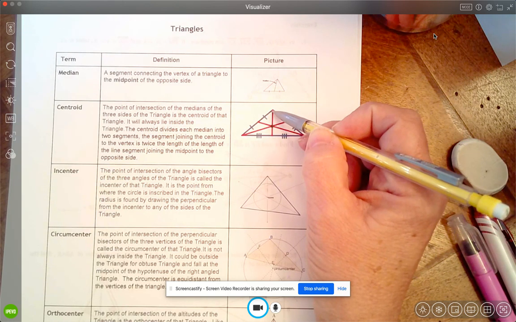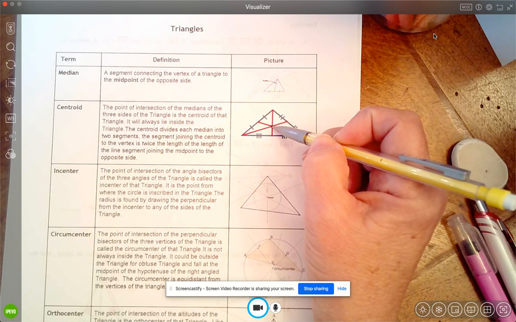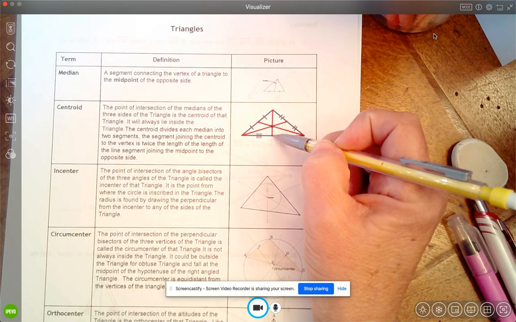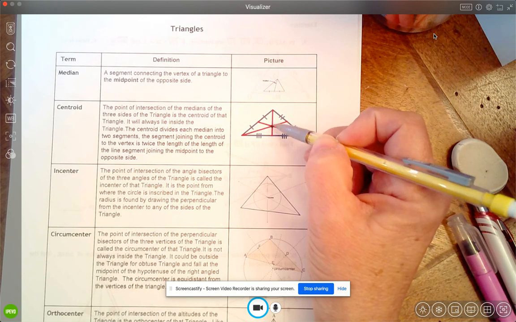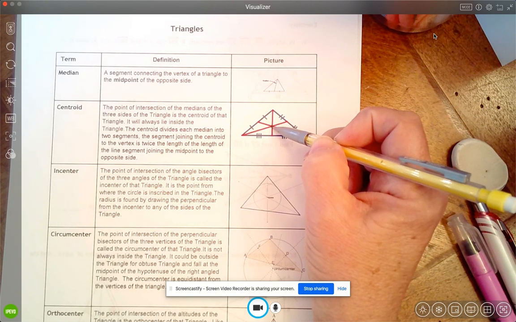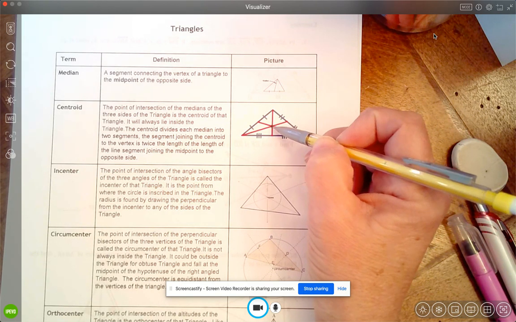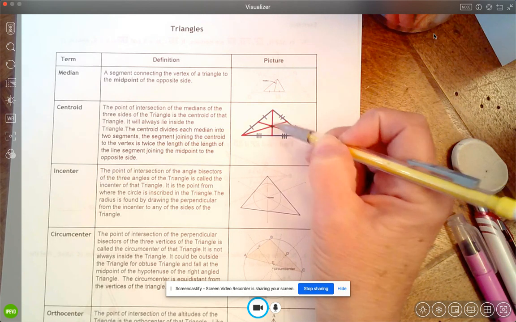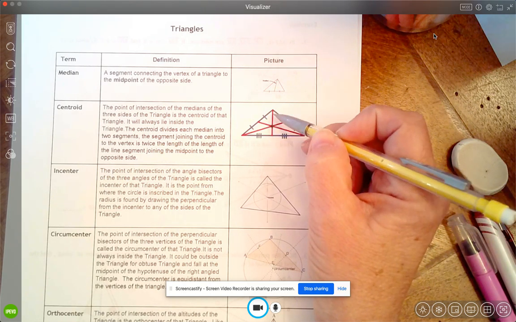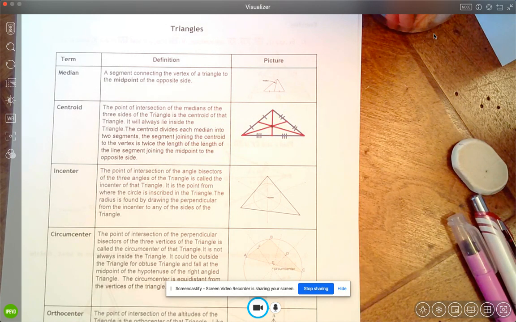So let's say the length between the vertex and the centroid right here is 4. Then this one would be 2. Okay? If between the vertex and the centroid this was 6 units, then from the centroid to the median would be 3, half of that. And the whole thing then, 3 and 6, would be 9. Okay?